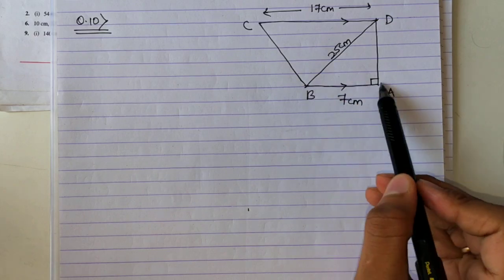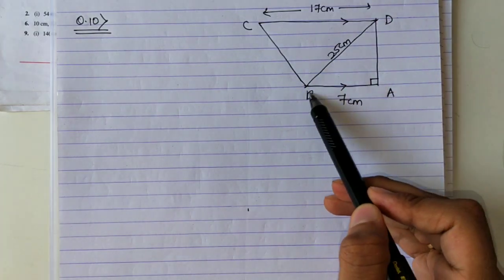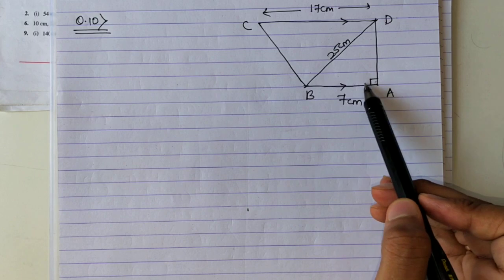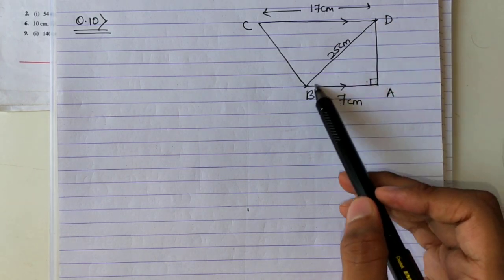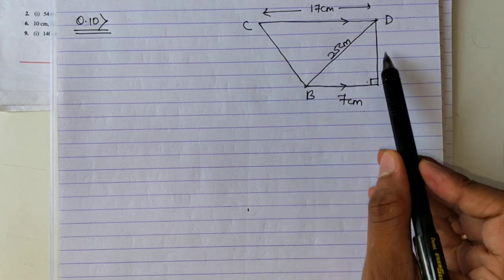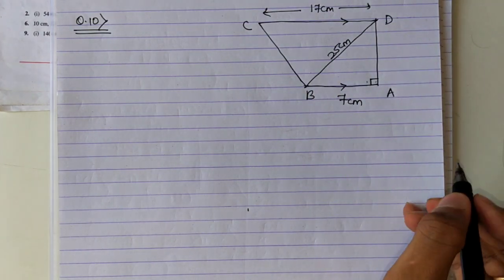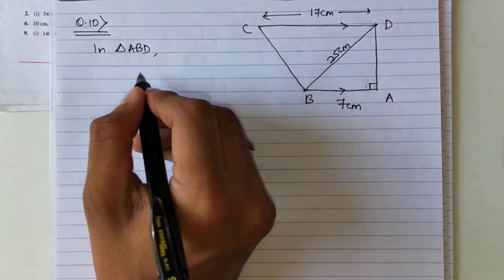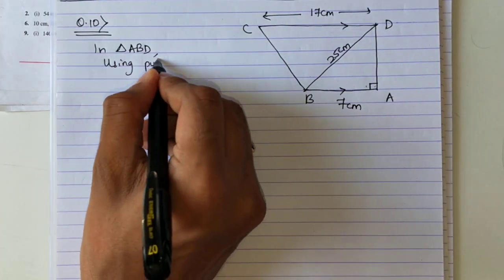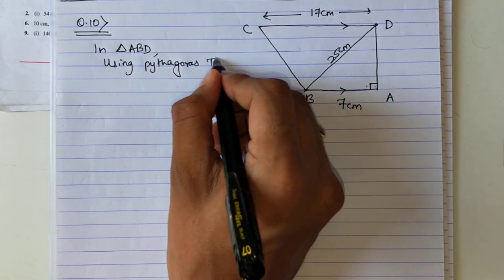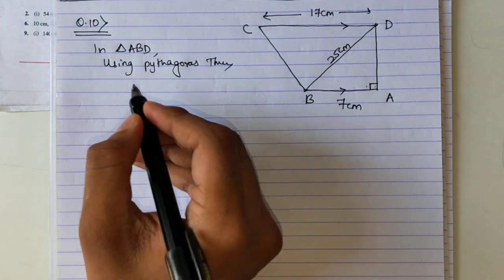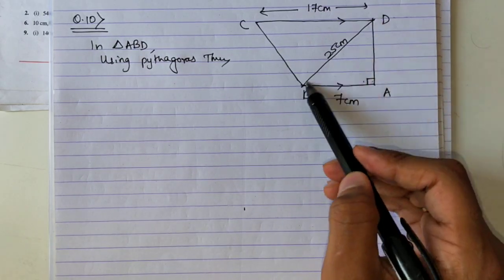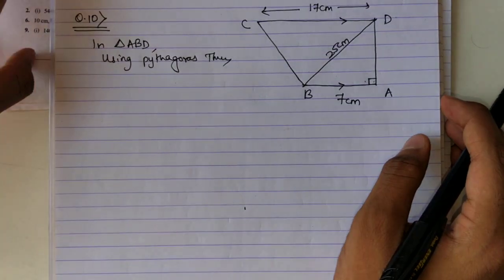First of all, in this triangle ABD, I can apply Pythagoras theorem. See, this is 90 degrees, so this becomes the hypotenuse. Side opposite to 90 is the hypotenuse, the largest side. This is the hypotenuse and these are the remaining two sides. Okay, so in this triangle, I'll use Pythagoras theorem. In triangle ABD, using Pythagoras theorem, writing the statements is important. What is Pythagoras theorem? The sum of the squares of these two sides is equal to the square of the hypotenuse.